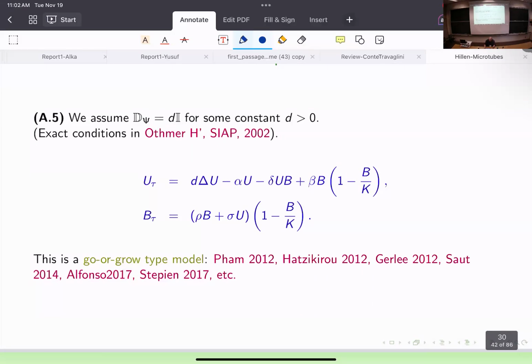Now this is the same. So this model is now of go or grow type. We have a first equation with diffusion, and no diffusion in the other one. And we have a logistic growth term in the second equation, which is missing. Well, no, we have a logistic term here as well. So it's a go or growth type. It's not exactly the go or grow model, but it is very similar. We have a moving compartment and a non-moving compartment, which reproduces. These models have been studied by several people, as listed here.